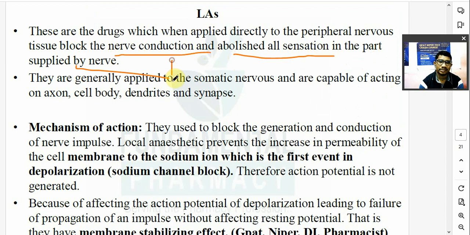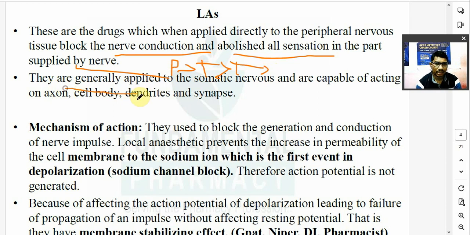पहले pain sensation कम हो जाएगा आपका. Okay, they will block the pain sensation. After that they will block the temperature. After that they will block the touch again. After that they will block the pressure sensation. So they will block these sensations sequentially.